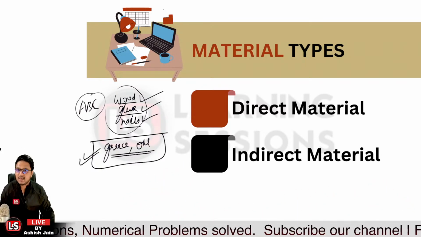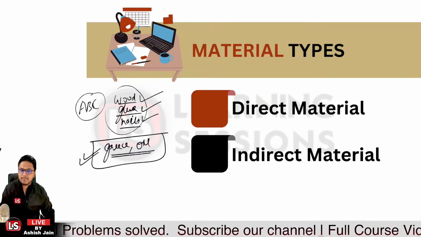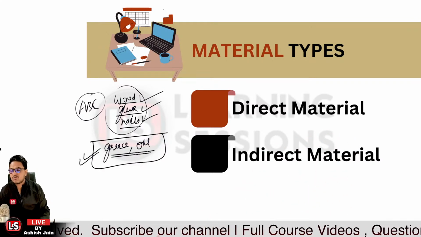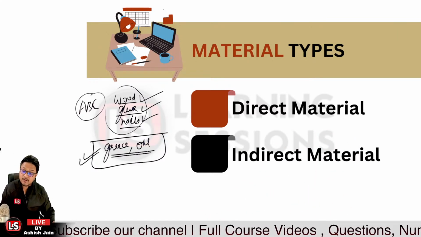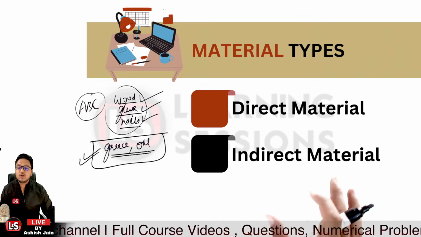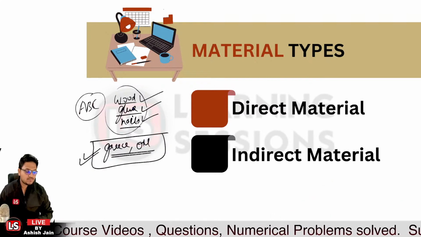In short, we can say whatsoever raw material is part of the final product, that will be the direct material, and whatsoever material was used to manufacture the goods but was not part of the final product, that will be said to be the indirect material. Is that clear? Okay.